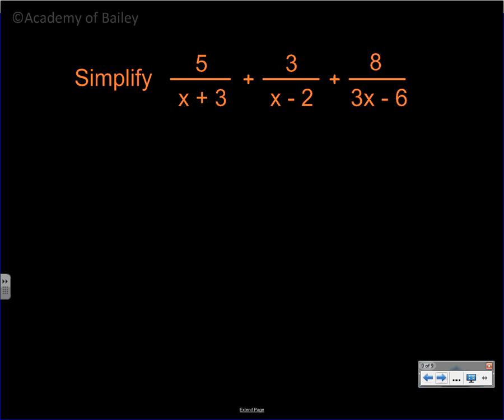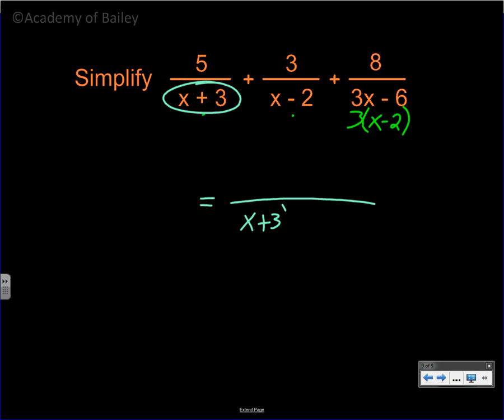The last one, let's look at this last one. Can't factor anything out of x plus 3 or x minus 2, but 3x minus 6, you can factor a 3 out. So let's look at the common denominator. Common denominator, x minus 3 has to go there. That's a plus 3. X plus 3 has to be there. X minus 2 is not already in there, so we put x minus 2 in the common denominator.